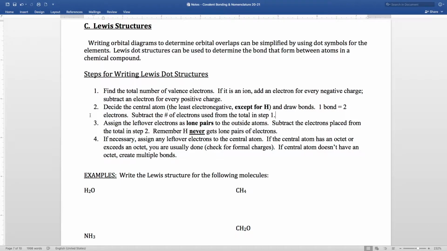Step 3, assign the leftover electrons as lone pairs to the outside atoms. Subtract the electrons placed from the total in step 2. Remember, hydrogen never gets lone pairs of electrons. If necessary, assign any leftover electrons to the central atom. If the central atom has an octet or exceeds an octet, you are usually done, but we'll check for formal charge. If the central atom doesn't have an octet, we'll create multiple bonds.